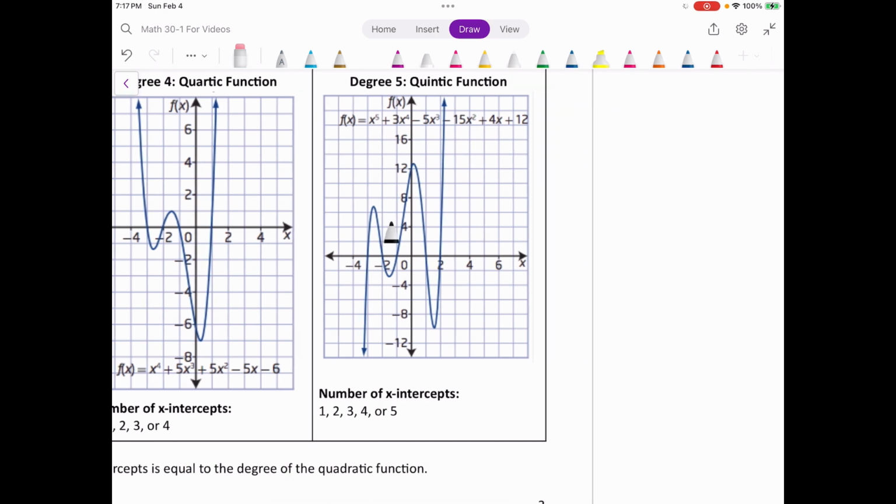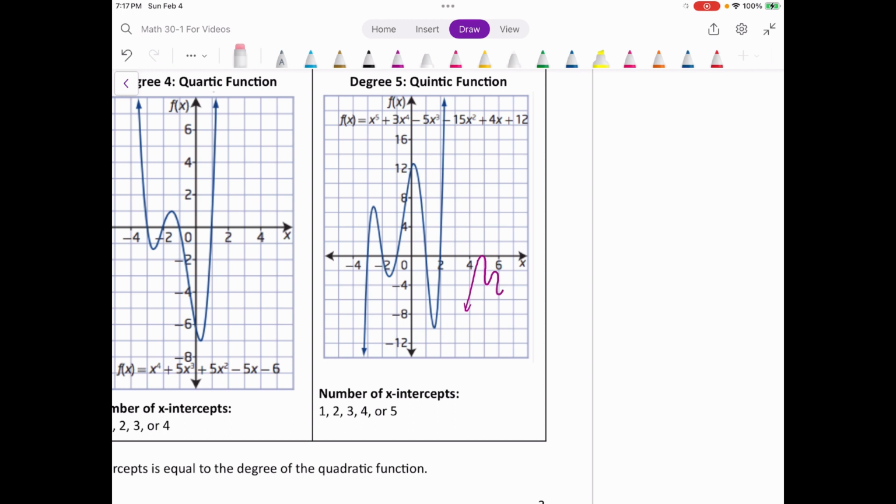The function kind of changes directions 2 more times. And again, a quintic function, degree 5, the arms go in opposite directions, so it's guaranteed to have at least 1. It can't have 0, okay? But from there, it could only have 1. It might look something like this.